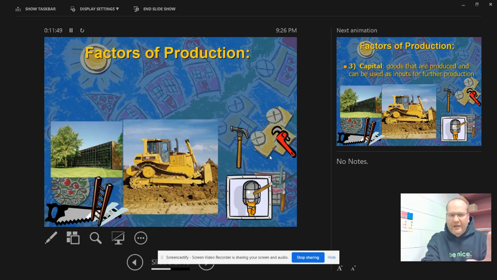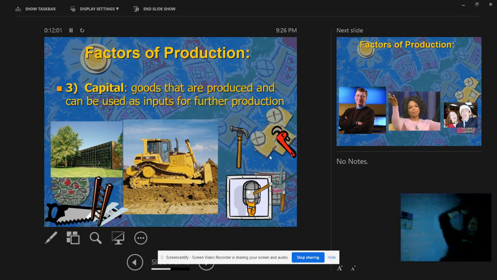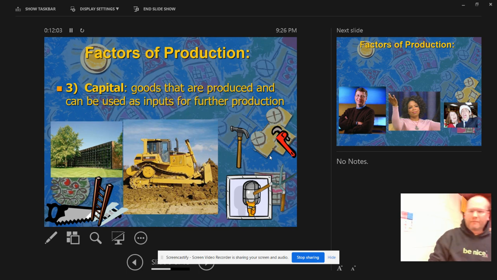The third factor of production is capital. And capital is anything that goes into or helps make more of something. So if I'm a farmer, I'm producing food. Let's just say I'm a corn farmer and then a bean farmer, right? For farming, you can't just produce corn every year. You got to crop rotate.